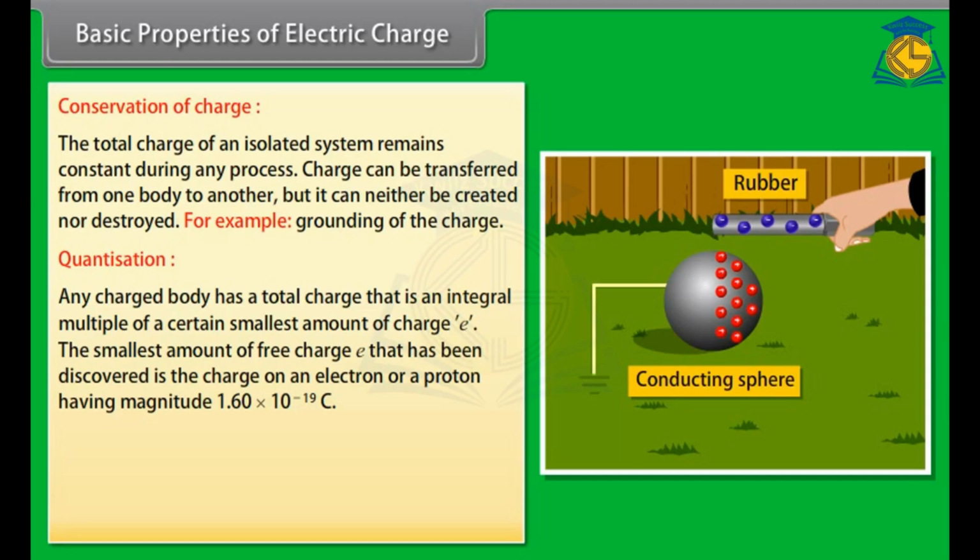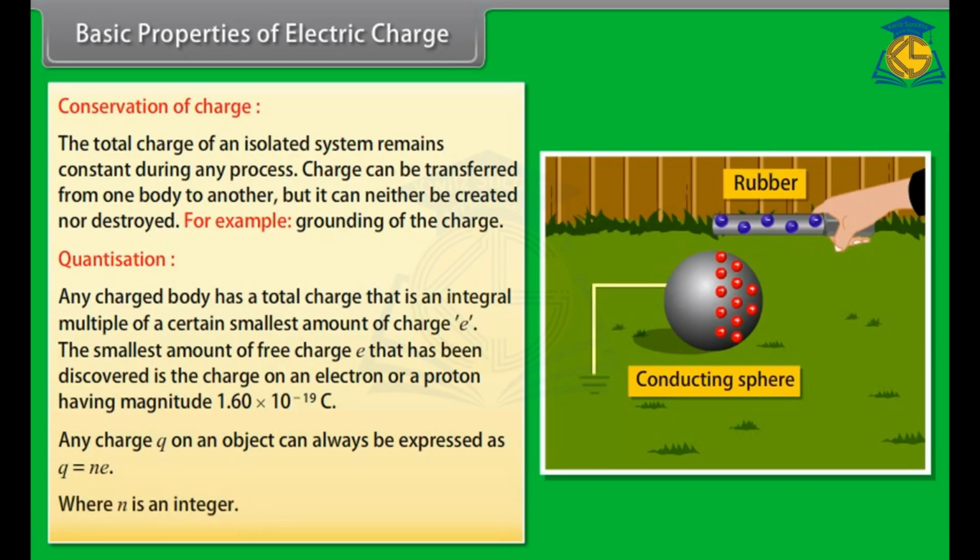The smallest amount of free charge e that has been discovered is the charge on an electron or a proton, having magnitude 1.60 × 10^-19 coulomb. Any charge Q on an object can always be expressed as Q = ne, where n is an integer.